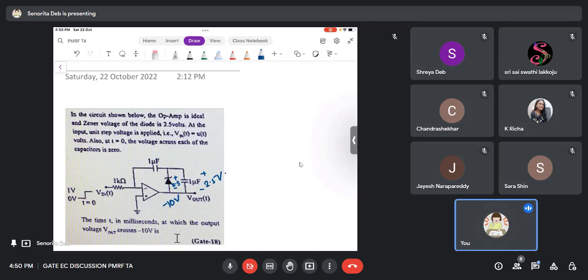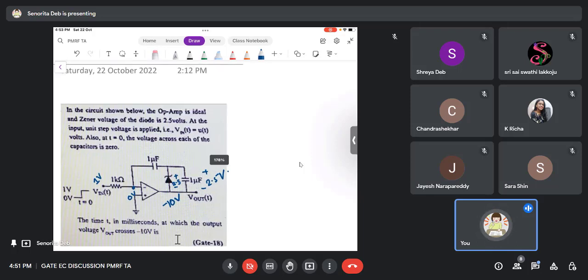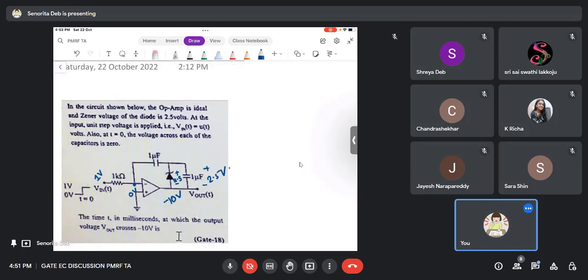Okay, so now this is 0 volts, and since this is 1 volt, after t equals 0, this has become 1 volt. I should have actually read out the question first to you. So, op-amp is ideal, Zener voltage is given, V in is given, and they are saying at t equals 0, voltage across both the capacitors is 0 volt. That is, they are initially uncharged.